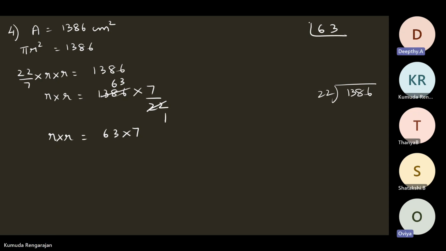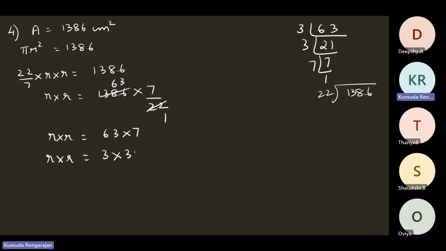No, ma'am. Then by 3 how many times? Ma'am, 21 times. Then again by 3 how many times? Ma'am, 7 times. So can you write 63 as 3 into 3 into 7? Yes, ma'am. So 63 is 3 into 3 into 7.